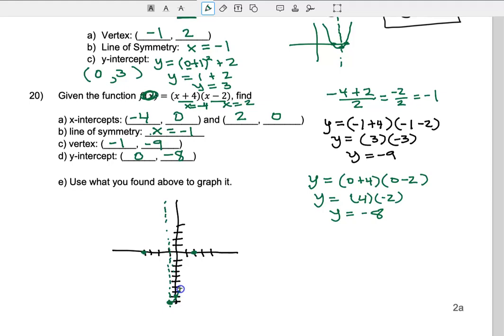And then I can kind of see the shape of my graph, right? It should be a parabola. It should be a right side up parabola because there's not a negative out in the front of this, right? If there was a negative there, that would tell us it's upside down. But because that is positive, we know that it's going to be a right side up parabola. And so that is what we'll have.